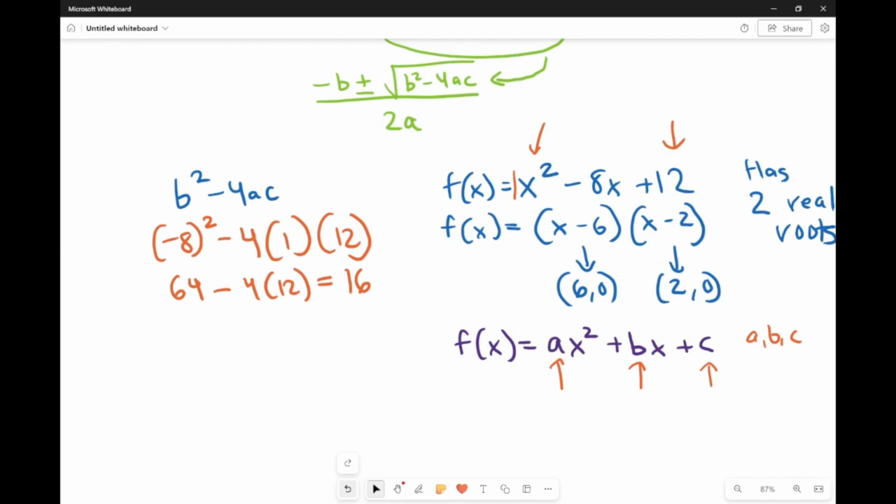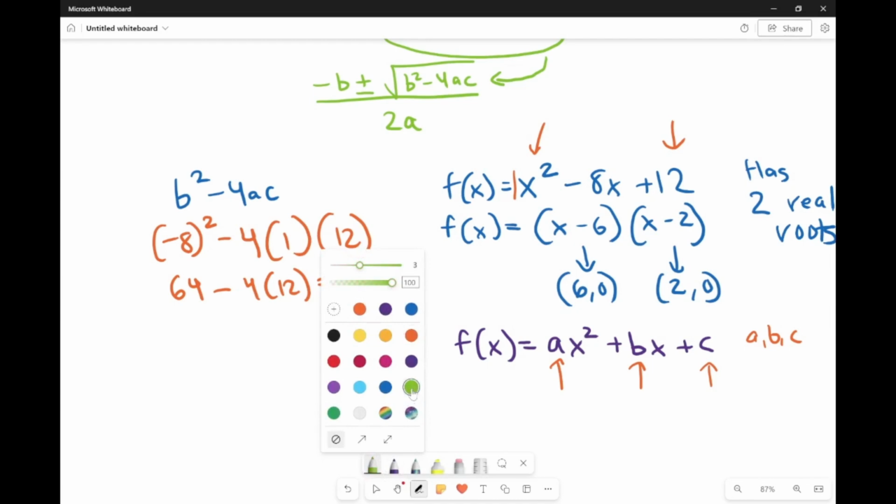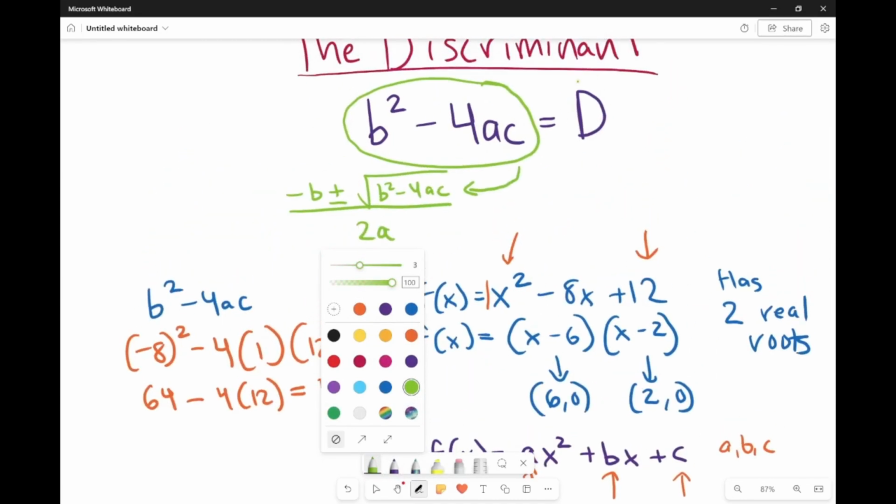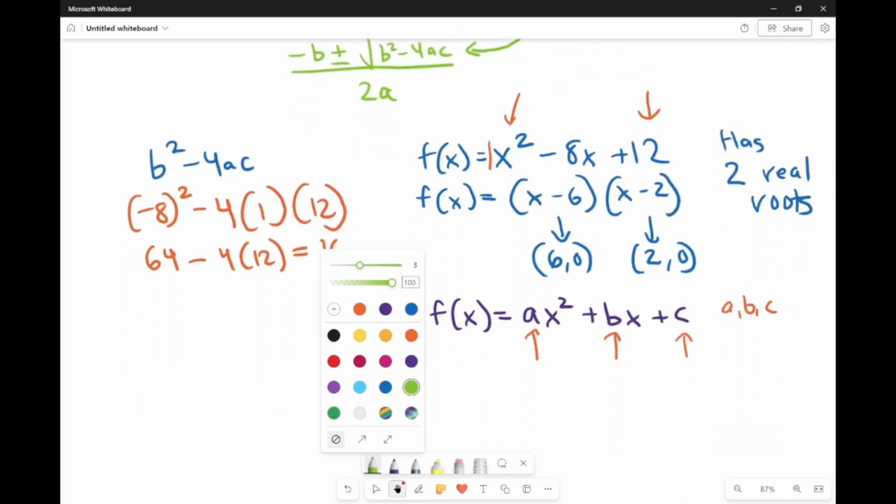Now, let's talk about some rules, because I think it'll make more sense if I just mention the rules right now. When this discriminant, whatever value this is, as before we said it was equal to d, so b squared minus 4ac is equal to d.